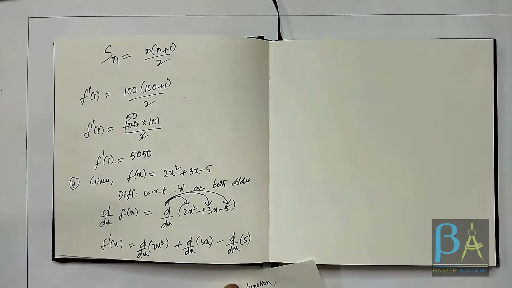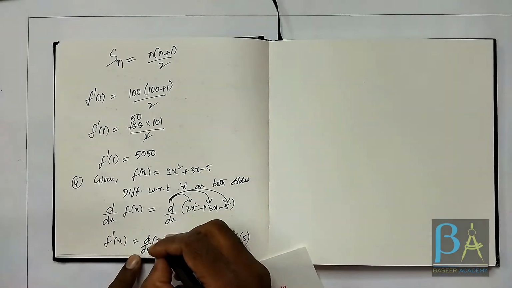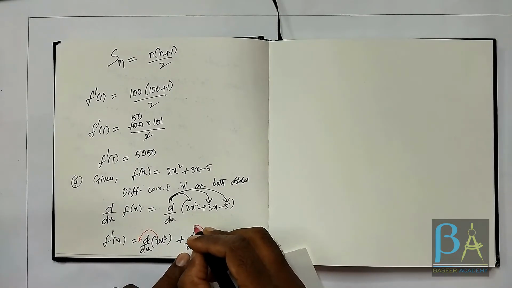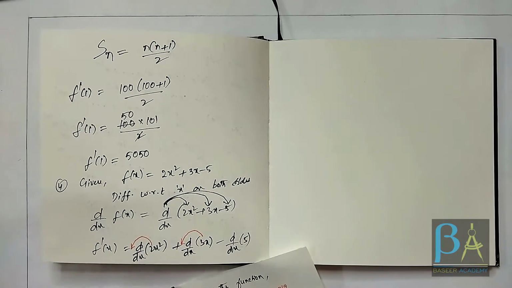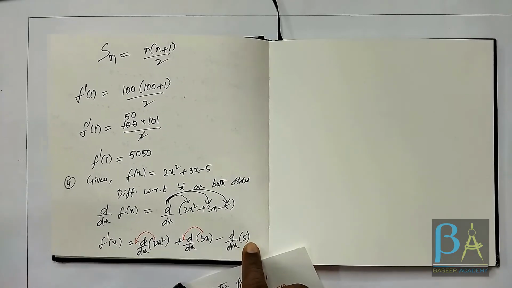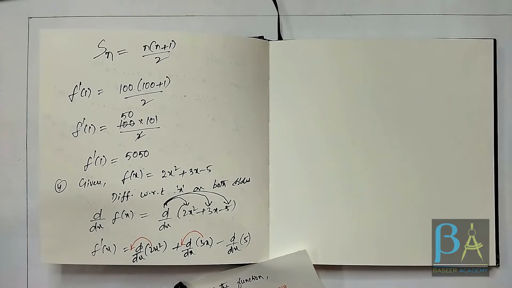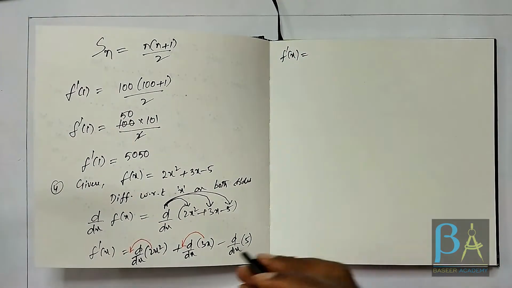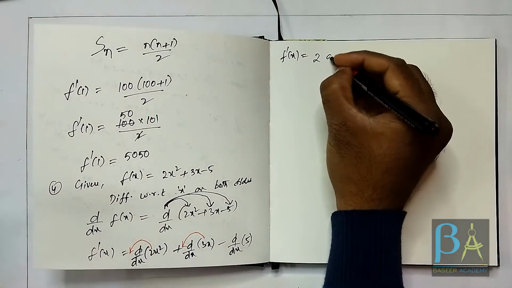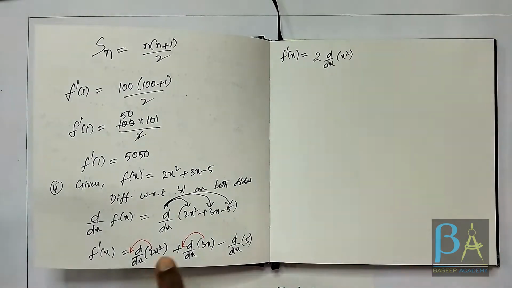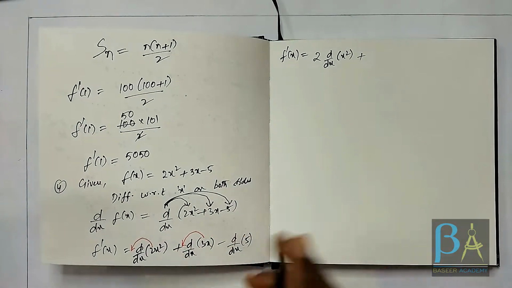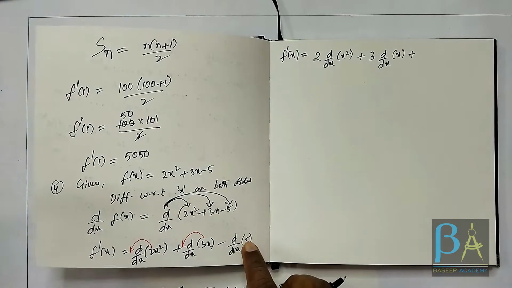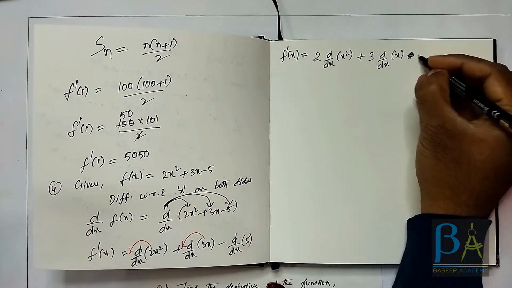Since 2 is a constant here, I'm going to take it out of the differential, and since 3 is also a constant here, I'm going to take it out of the differential. I'm going to keep this 5, which is a constant, as it is, because I don't have any other variable here. So f dash of x is going to be 2, taken out of the differential d by dx, and then I'm left with only x square. Here 3, I'm going to take out of the differential, and I'm left with only x here. Since this is all by itself, let me keep 5 as it is inside the differential.